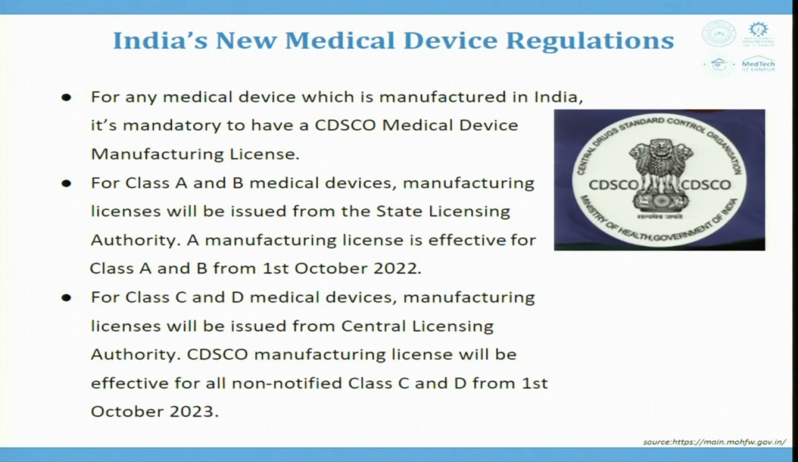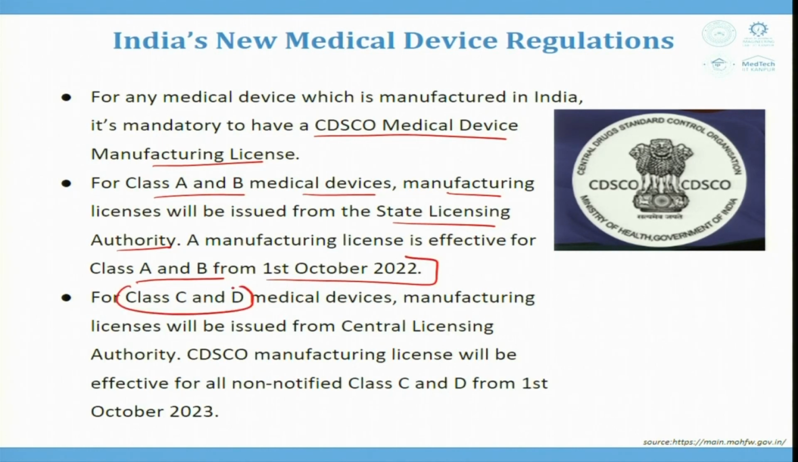For any medical device which is manufactured in India, it is mandatory to have a CDSCO medical device manufacturing license. For class A and B medical devices, manufacturing licenses will be issued by state licensing authorities. This is effective for class A and B from 1st October 2022, that is, now it is effective. But for class C and D medical devices, manufacturing licenses will be issued only by the central licensing authorities. The CDSCO manufacturing license will be effective for all non-notified class C and D from 1st October 2023.